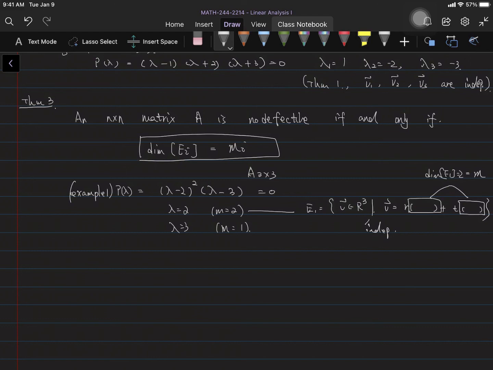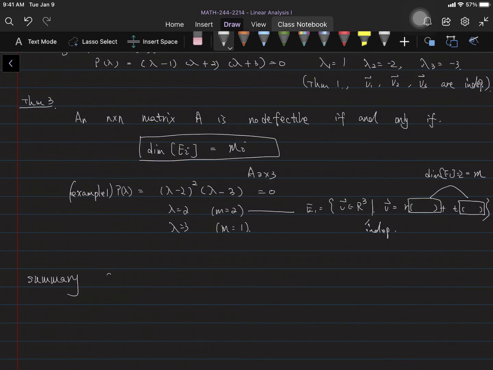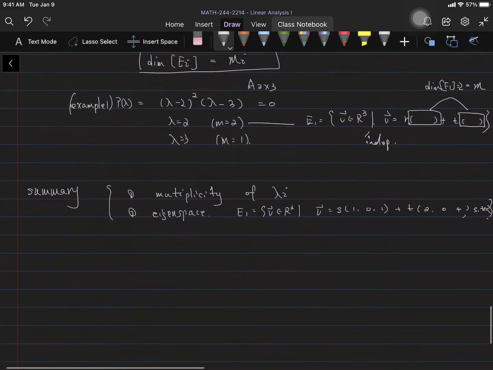In the future, how to tell whether a matrix is defective or non-defective? We can also use this theorem. Summary. Okay. What's the meaning of the multiplicity of lambda_i? That means the power of the eigenvalue, right? And how to find the eigenspace? It's just set notation. For example, let's just write this down randomly, doesn't matter too much here, something like this, and s, t belong to R. This is just set notation of all the eigenvectors.